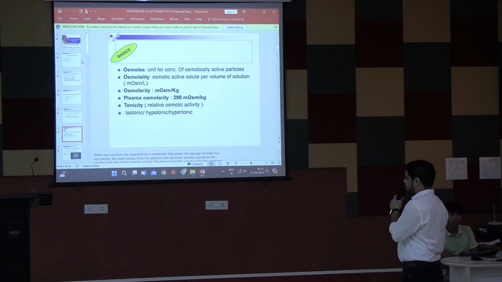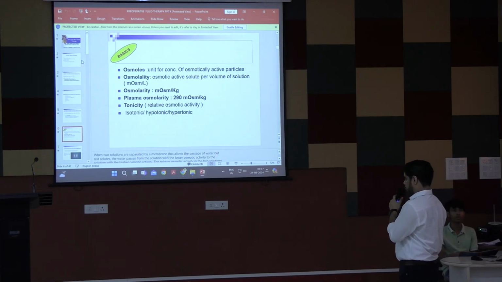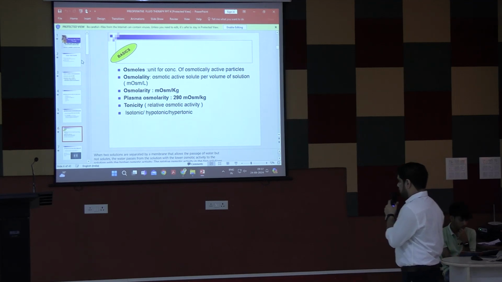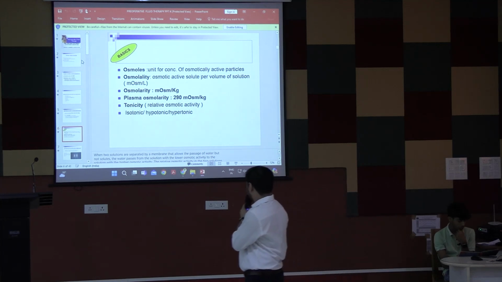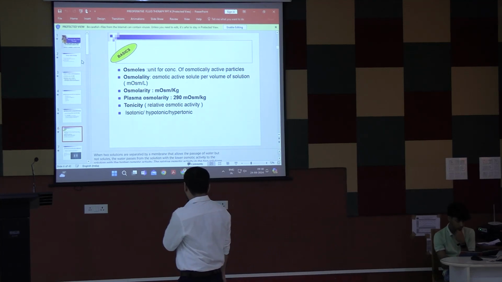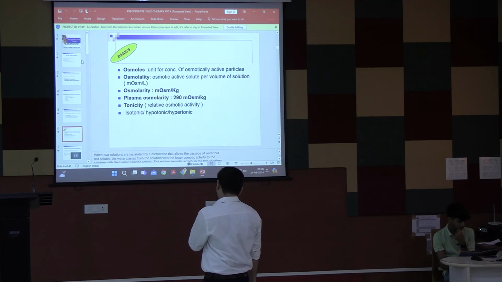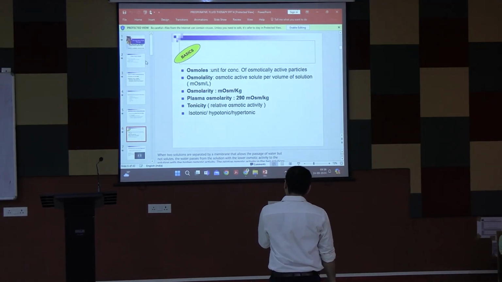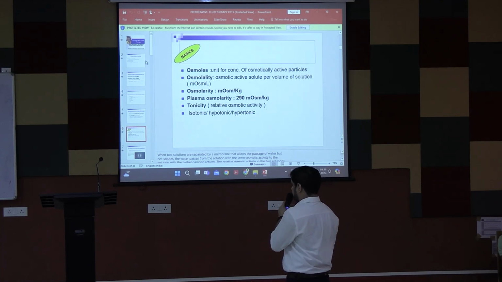Basics: osmoles, osmolarity, plasma osmolarity, tonicity. Osmole, unit of osmotic concentration, active particles. Osmolality, osmotically active solutes per volume of solution, milliosmol per liter. Osmolarity, milliosmol per kg. Plasma osmolarity, 290 milliosmol per kg. Tonicity, relative osmotic activity: isotonic, hypotonic or hypertonic.